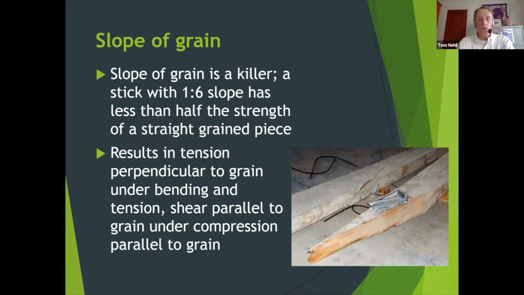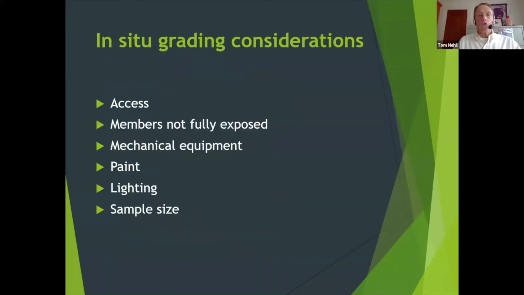So if you have just a 10% slope of the fibers relative to the axis of the stick, which is a 1:6, you lose 50%, actually more than 50% of the strength of a straight grain piece. So that's the limit for number 2, 10%. You have to be better than that, or 10 degrees. You've got to be better than that to be select structural. So that's what we're going to look at.